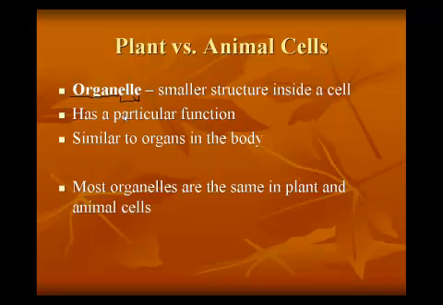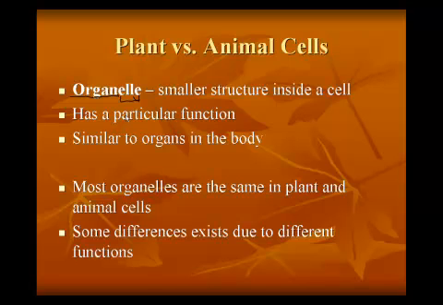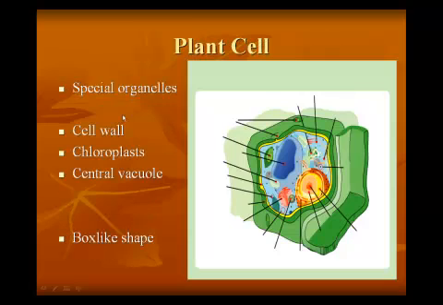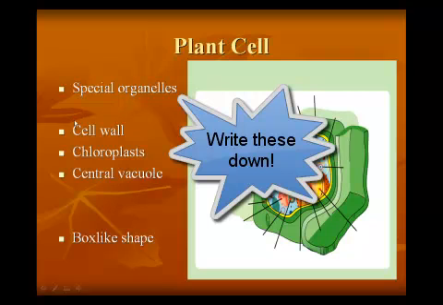In plant and animal cells, most of their organelles are going to be the same, but there are a couple of differences because plant and animal cells have to do different things. First we're going to talk about the differences. A plant cell has some special organelles that aren't generally found in an animal cell, and you're going to want to write these down because then we're going to zoom in.